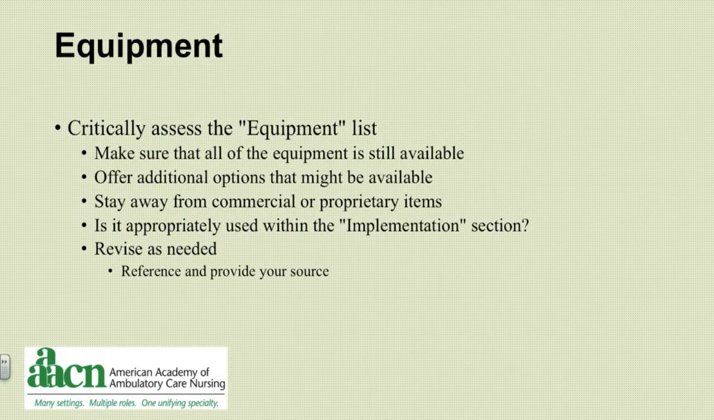Look at the equipment section. Critically assess the list. Make sure that all the equipment is still available. There might be additional options to some of the equipment that you might be able to mention. Just try and stay away from those commercial or proprietary items. If it's appropriately used in the implementation section, revise as needed. Reference your source.